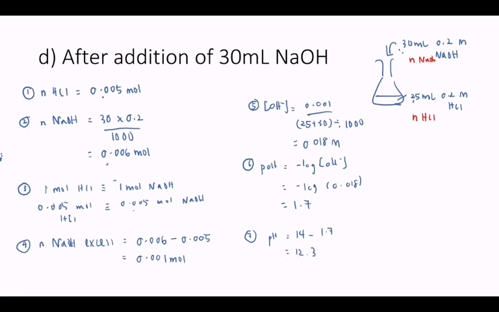So sebenarnya tu pun awak nak guna ice table ataupun kaedah limited reactant. Tujuan kita cuma nak cari mole that is present in excess tu sahaja. Because the acid or base that is present in excess will determine the pH of the solution inside the conical flask.